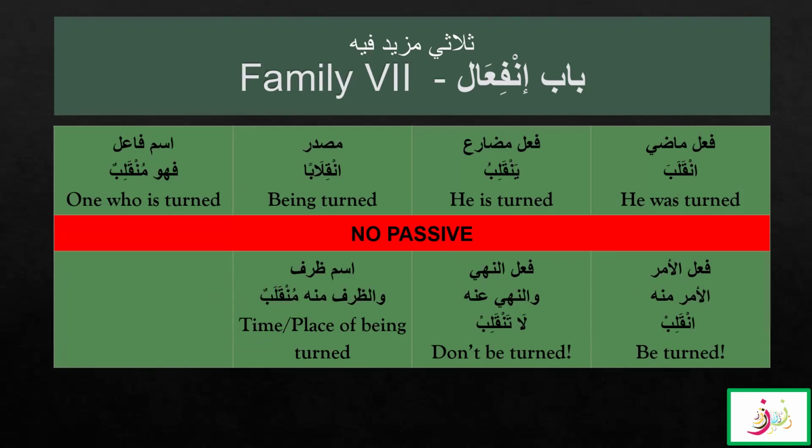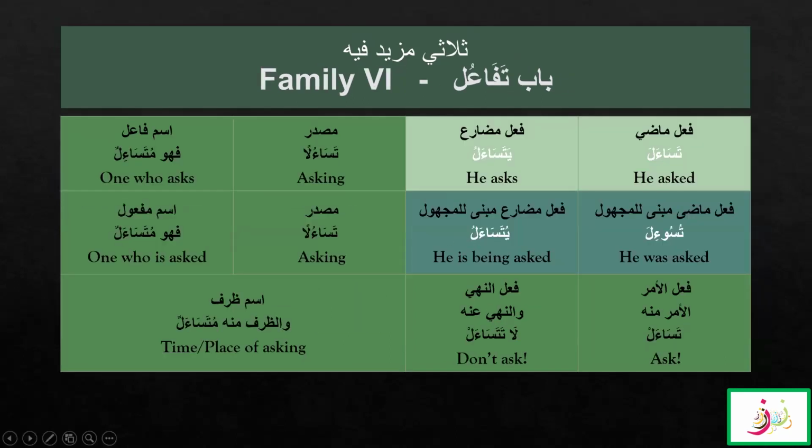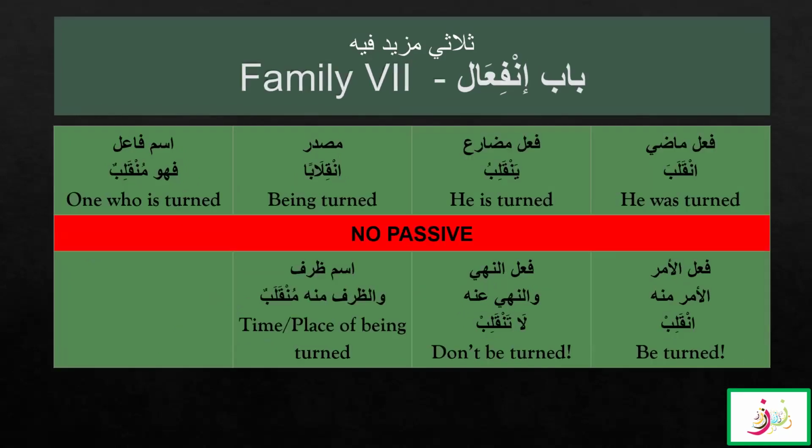and fa'il mudari majhul. And as you can see, for bab in fa'al, family 7, there are no passives. As you know, we did the passives, fa'il madi mabni majhul, for families 2, 3, 4, 5 and 6, but for 7 there is no majhul or passive form.